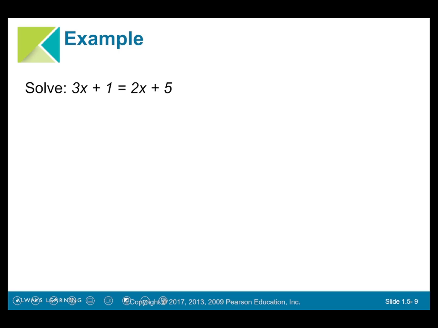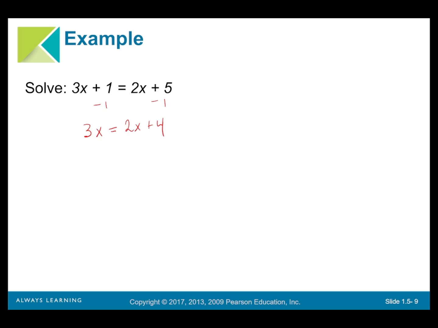Now let's look at something like this, where we're just given the two expressions and we need to solve for x. The key thing here is to move all of your x values to one side and your non-x values to the other side. So to start, I'm going to subtract 1 from both sides. And I have 3x equals 2x plus 4.